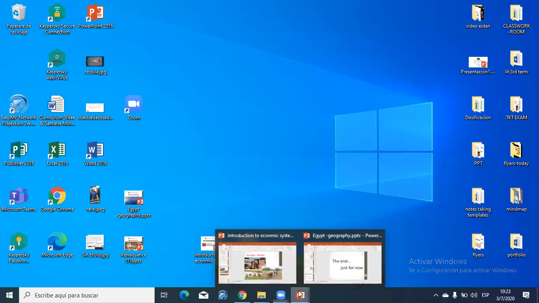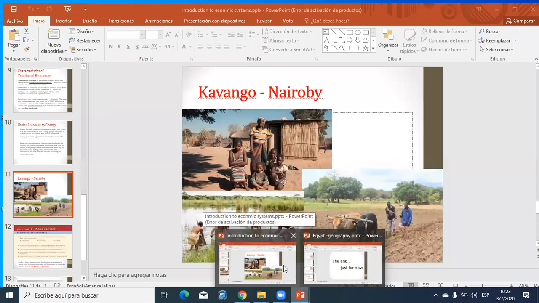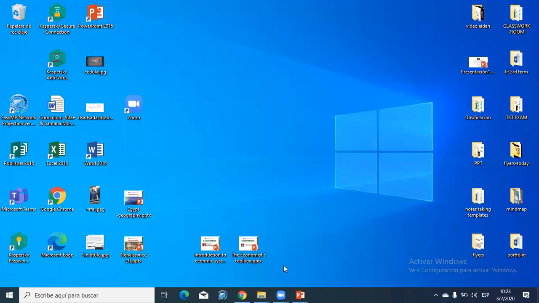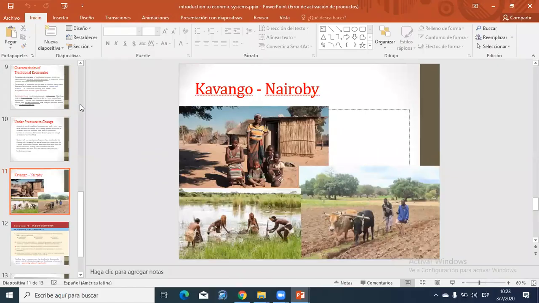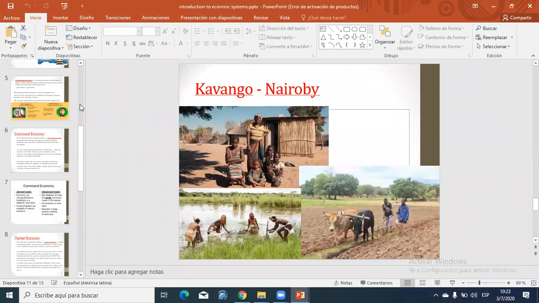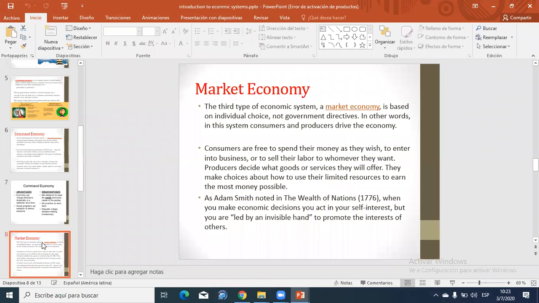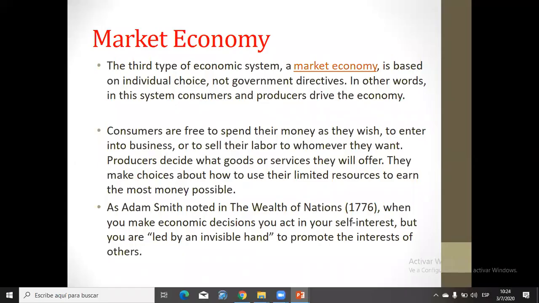Now let's go back to the PowerPoint, and after that, let's watch a couple of videos in order to complete all the information regarding this economic system, okay? Now, we have to complete this one. This is the last one. As I said, we studied already the traditional, the command, and now this is the third one. The third type of economic system, a market economy.